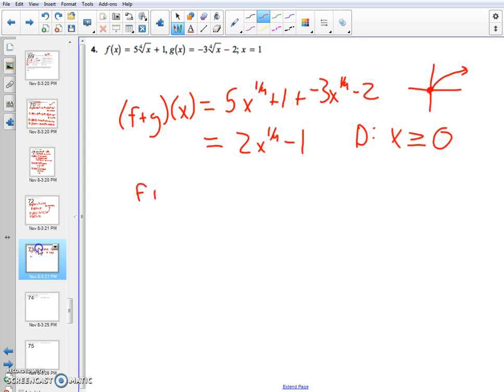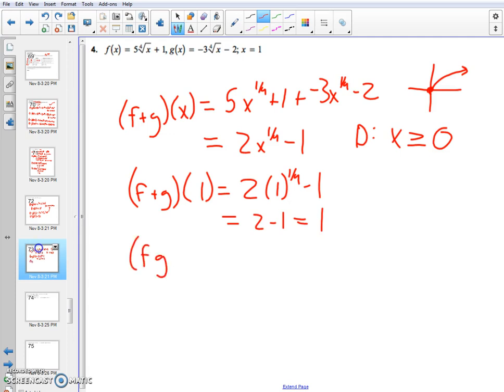Okay, let's see what happens when we evaluate this function at 1. In other words, we plug in 1. So I would have the fourth root of 1 is just 1. 2 times 1 is 2 minus 1. So it's just 1 here.